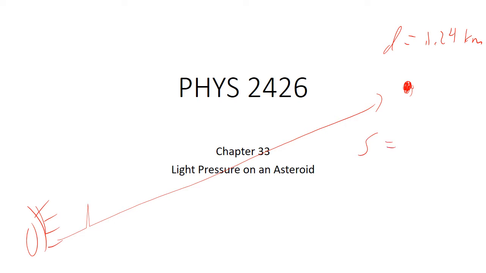It's at such a distance from the sun that the intensity of the sunlight here, and again, the pointing vector measures the intensity of sunlight, is going to be 1.21 kilowatts per square meter. So the question is, what's the force of that light on that asteroid?